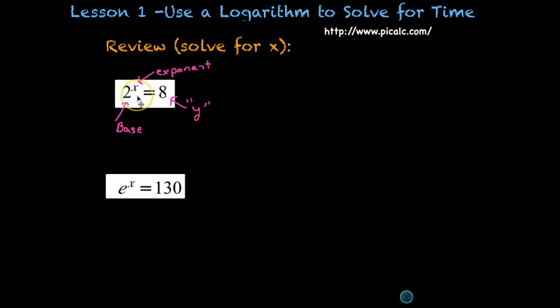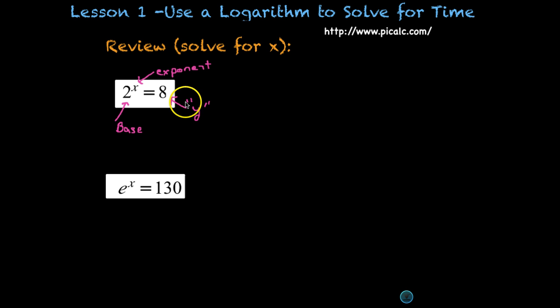Now this one, you know what the answer is. 2 to what power equals 8? That's pretty easy. 2 to the third. But what if we had 2 to the x equals 11? You would not be able to do that in your head, and you definitely couldn't do any traditional math to figure that out. So that's where the logarithms come into play.